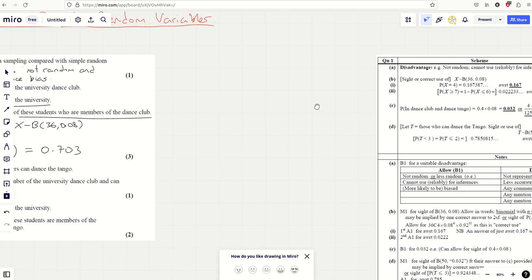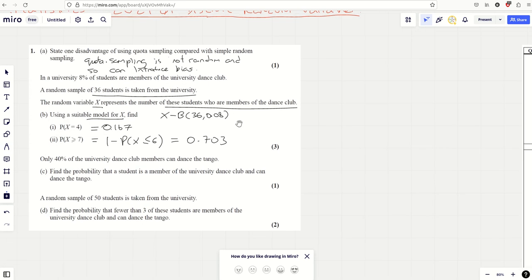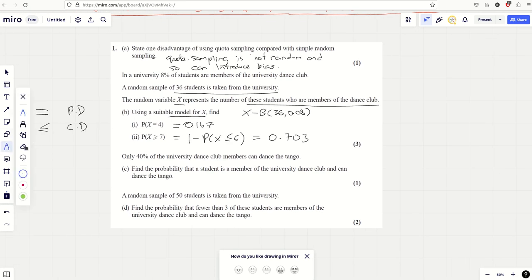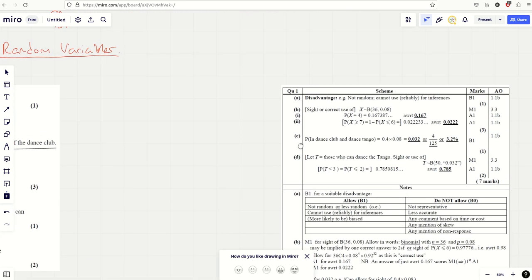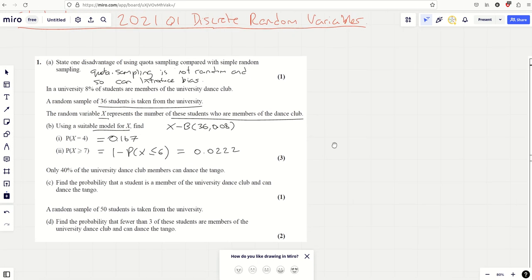And I think the final answer there is 0.703. Is that right? Is that what I just saw? No, it was on a different question, 0.0222. So there we go, that's done. Let me just check, I've definitely got that, 0.0222.